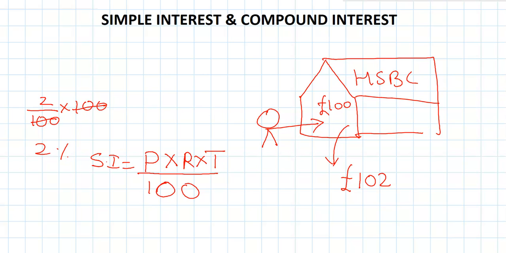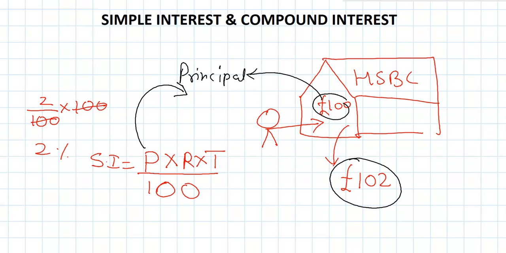P stands for principal. So in this case, principal was £100. Whatever money you have deposited initially, that is called principal. After a year, 1 year or 2 years or 3 years, whatever it is, in this case 1 year, whatever money you are getting back, that is called amount.